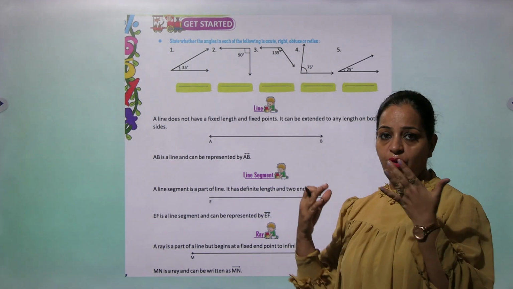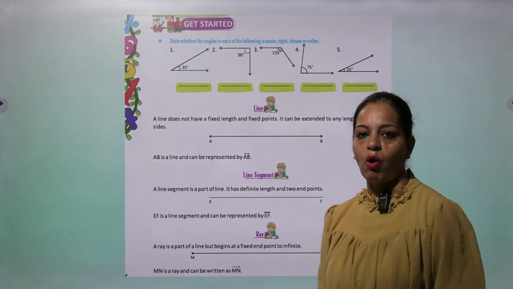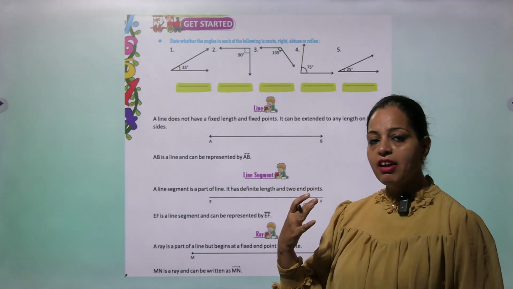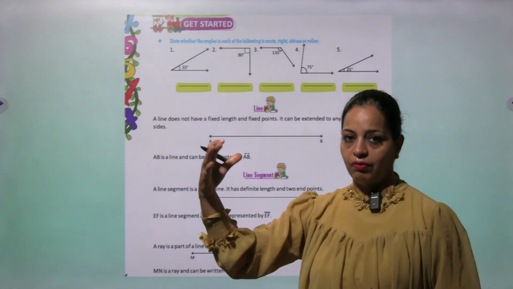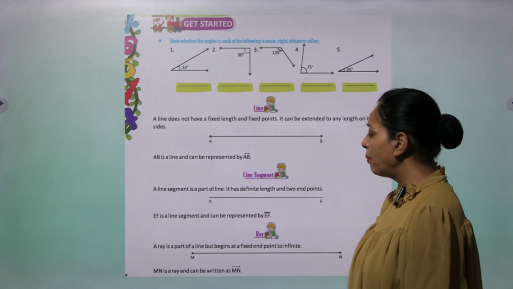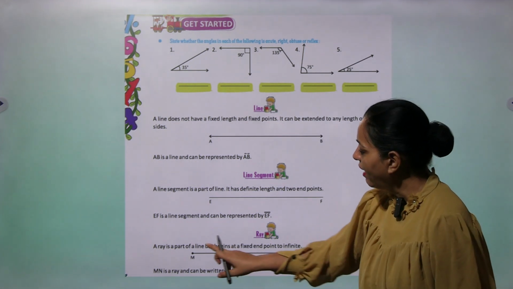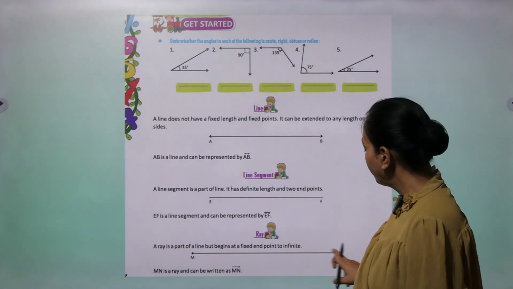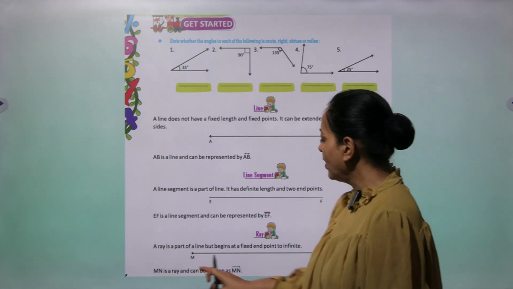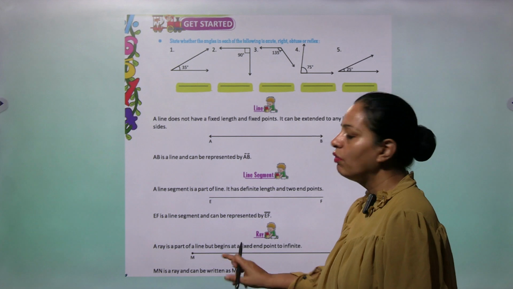Okay. Then the next is ray. Ray means like sun ray. So a ray has only one fixed point but no fixed length. अब rays आ रही है sun से, we don't know its length, we can't measure it. So a ray is a part of a line but begins at a fixed point to infinite. Means एक point fix है, उसके बाद its length is infinite. We can't measure it. So MN is a ray, and how can we write it? Like this. Like a line with one arrow.